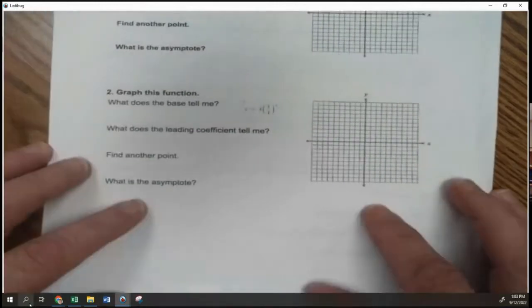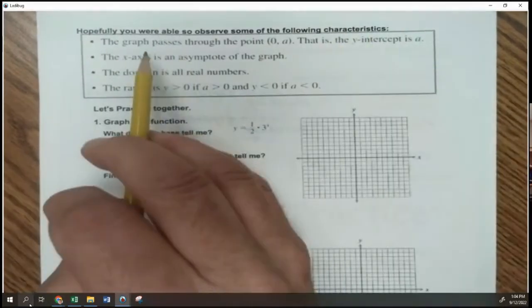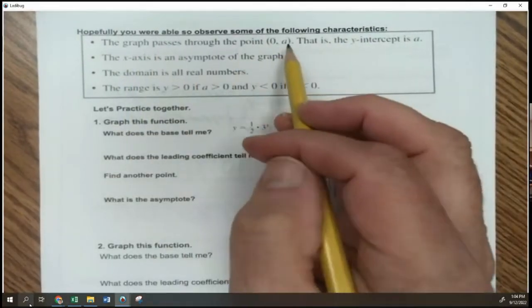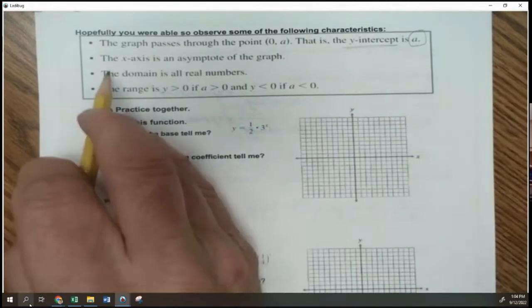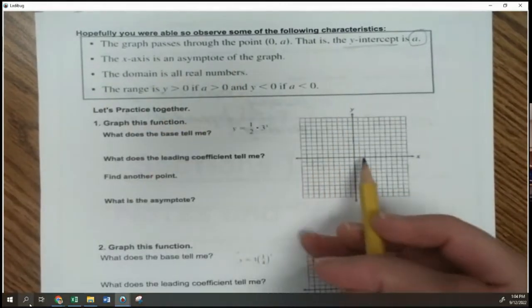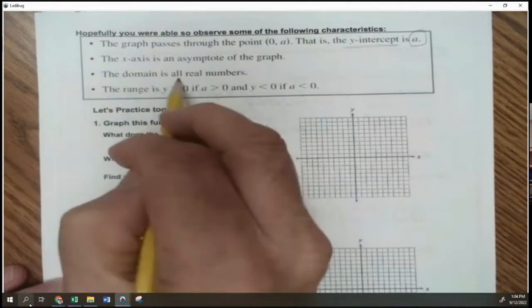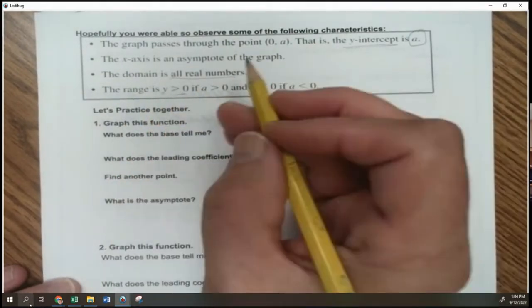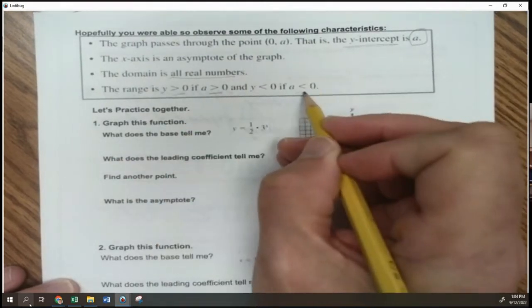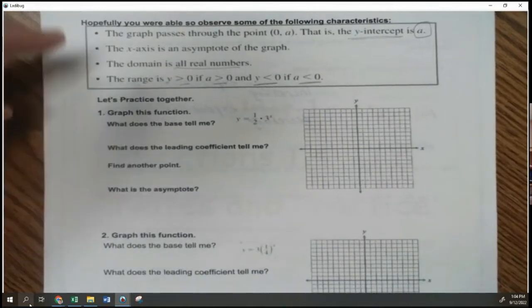Let's look at the back real quick of my first page of notes. Hopefully, you were able to observe some of these characteristics. The graph passed through the point 0, comma A. That's what we saw. The y-intercept was whatever the A was. The x-axis was an asymptote, right? That's where y equals 0. It never touched y equals 0, so that's an asymptote. The domain was all the real numbers, and the range is y is greater than 0 all the way to infinity if the A was larger than 0. But if A was a negative number, then it went to negative infinity. So we saw that.